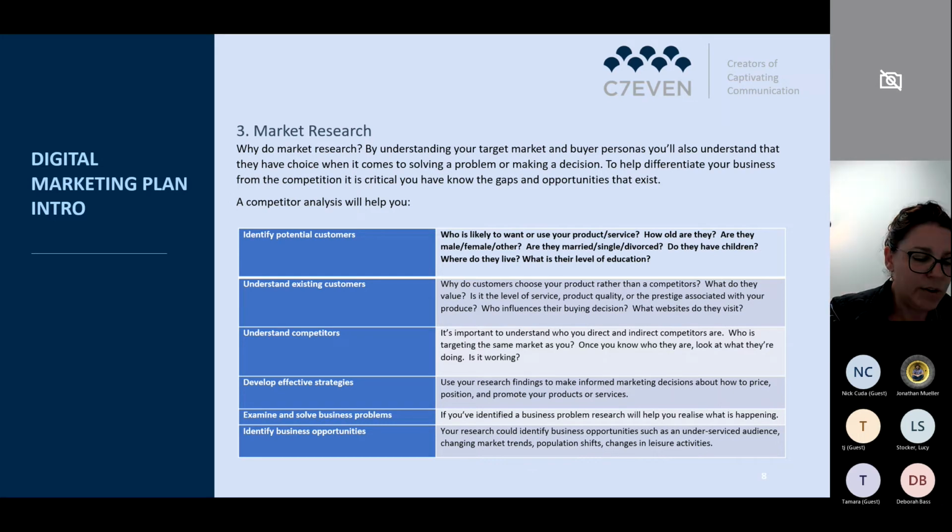So why do they choose your product over the competition's? What do they value in your business or in your product or service? Is it the level of customer service, the product quality, the prestige associated with the product? Who influences their buying decision, and what websites do they visit? So this sort of comes in as well. There's another session on the buyer journey and website user experience. So this type of market research, customer analysis, can give your business quite a lot of insight as to who you're actually physically talking to.